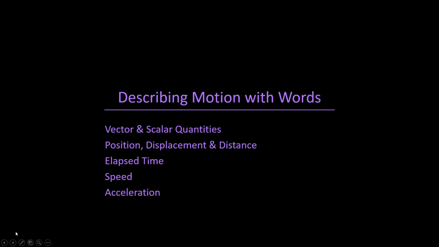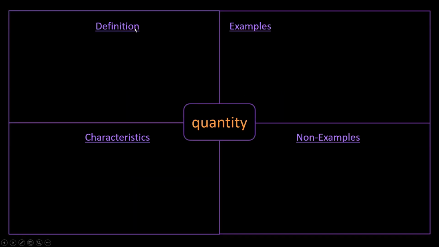Let's get started. Let's take a look at quantity, but first let me just describe this format. This is known as a Frayer diagram, and it gives us four different ways to explore the meaning of a term: the formal definition, characteristics, examples, and non-examples. So let's take a look at what a quantity is.